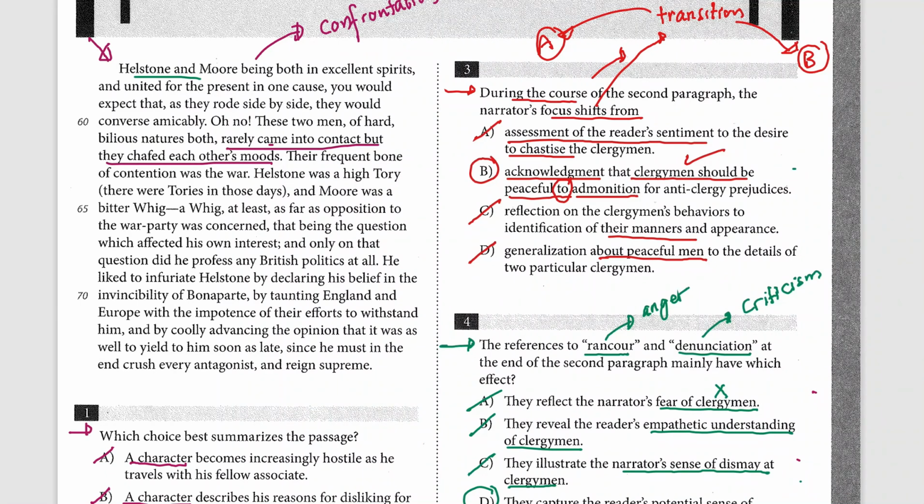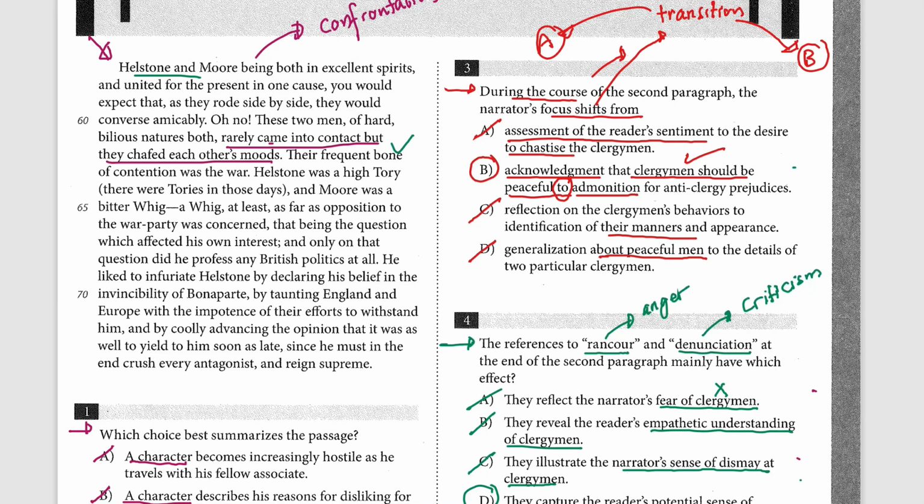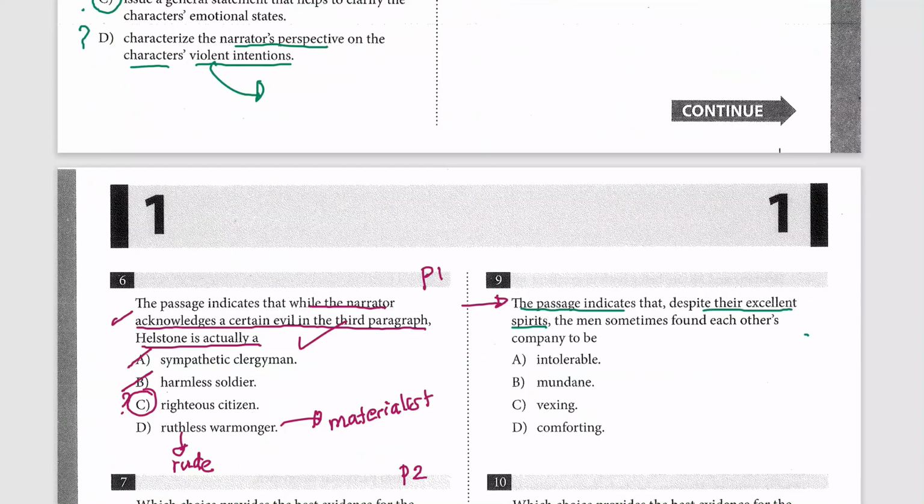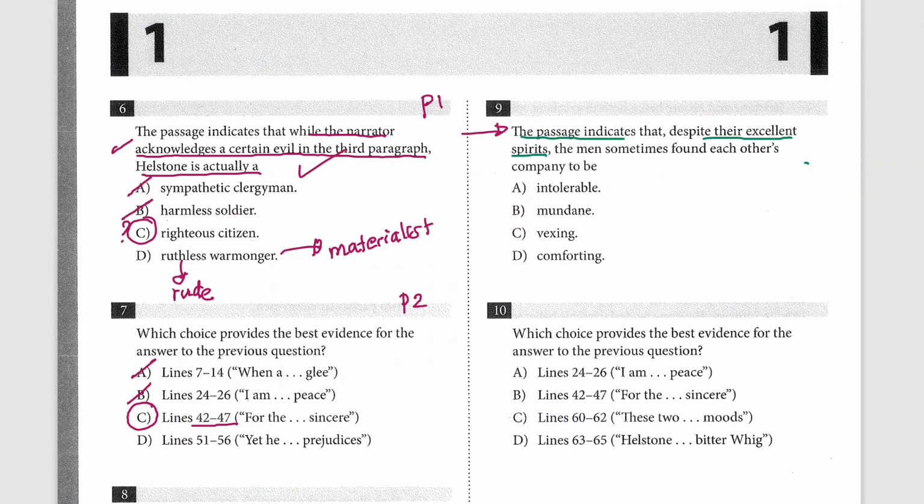مش عارف one cause you would expect. مش عارف they rode side by side وبدأت الخناقة والconfrontation هنا. انت توري انا I'm a Whig والحاجات دي كلها. انا I have got different political views انت you have different political views. الحدوتة دي كلها يا أساتذة ايه رأيكم؟ يا ترى هم despite their excellent spirits الروح المعنوية العالية اللي هم فيها the men sometimes found each other what? Company to be what? Intolerable؟ لا طبعا كان كيف confrontation.